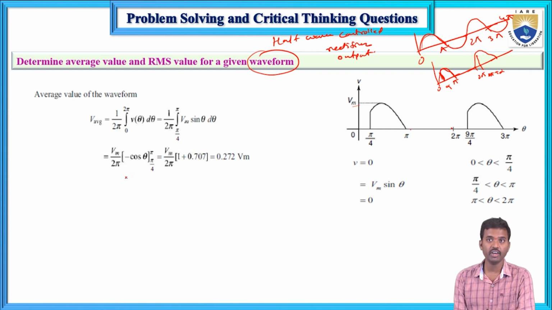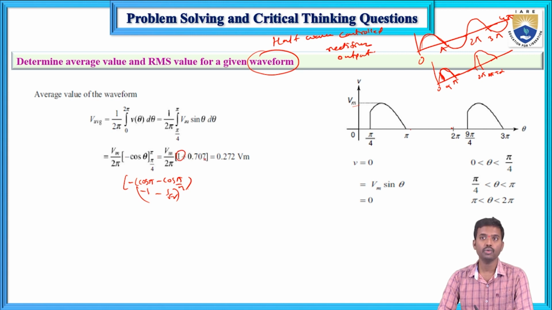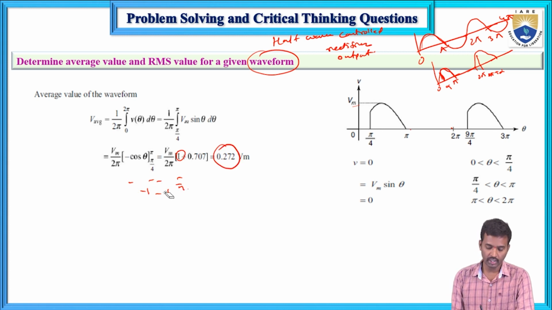I will simplify this. Minus cos pi by 4. Cos pi is minus 1, minus 1 by root 2. So multiplying, this becomes plus, and 1 by root 2 value is 0.707. The final value is 0.272 Vm. This is the average value for this waveform.